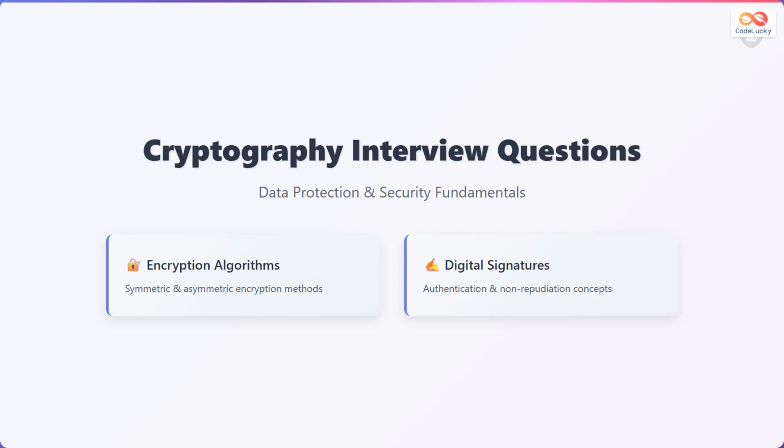First, encryption algorithms, which include both symmetric and asymmetric encryption methods used to secure data transmission and storage. Second, digital signatures that provide authentication and non-repudiation capabilities. These topics represent the core concepts that every security professional must understand to build robust, secure systems in today's digital landscape.